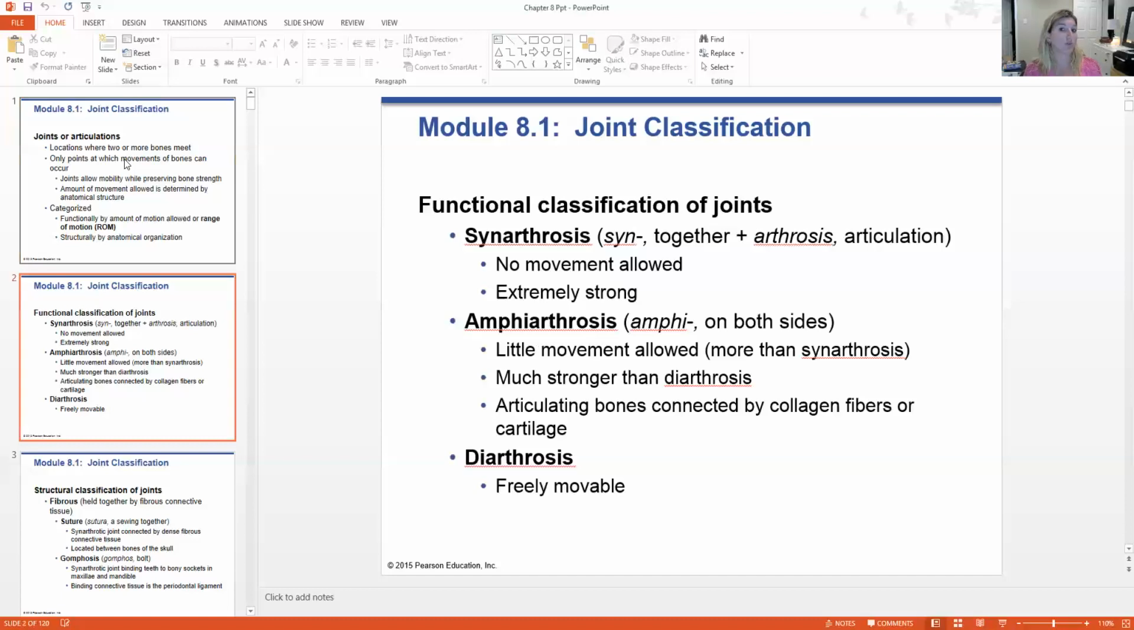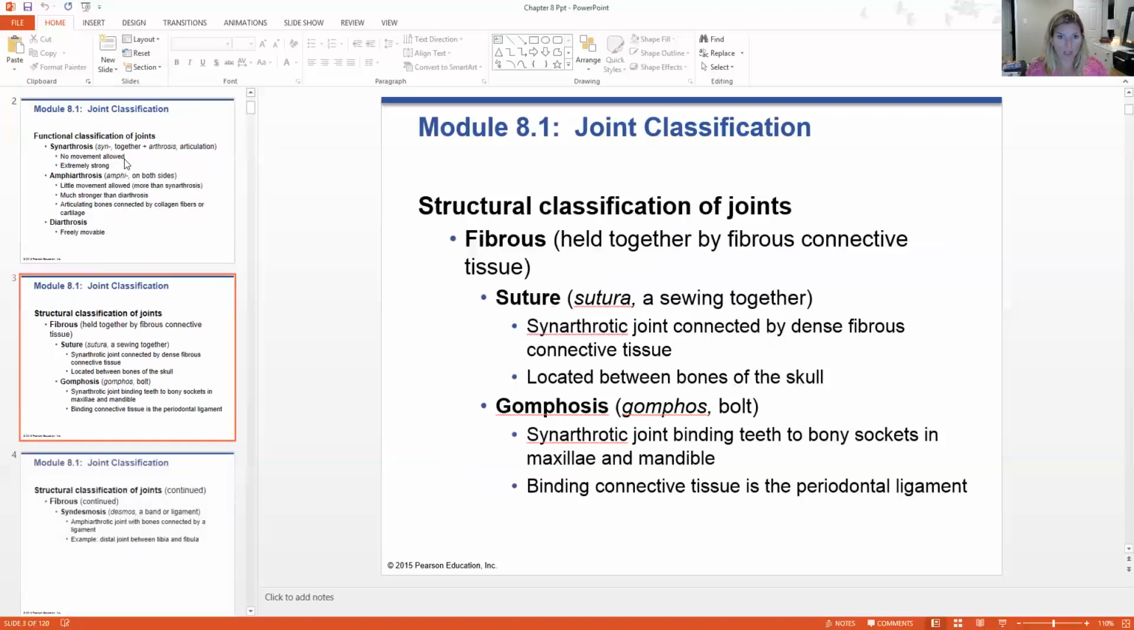An amphiarthrosis is a kind of sort of movable joint. So this is where there's a little bit more movement allowed. Stronger than a diarthrosis. A diarthrosis is a freely movable joint. Typically in an amphiarthrosis, you have articulating bones that are connected by collagen fibers as well as cartilage. So let's keep on moving through this.